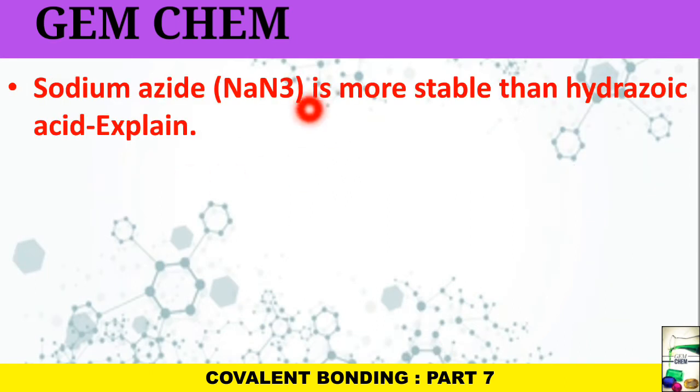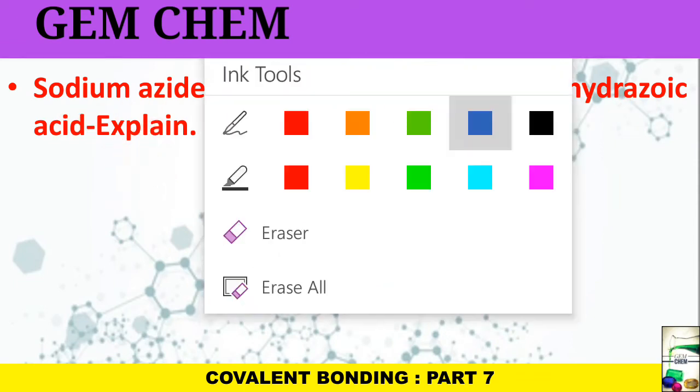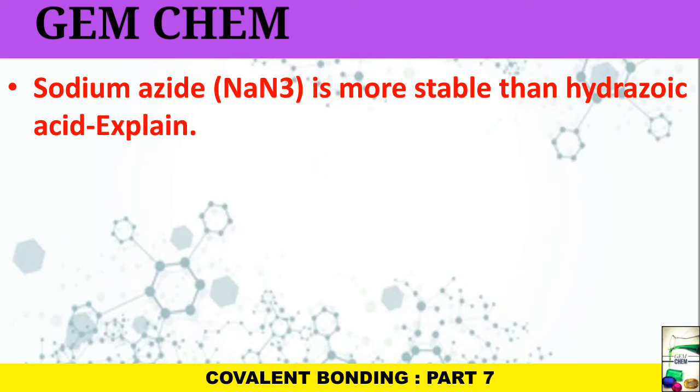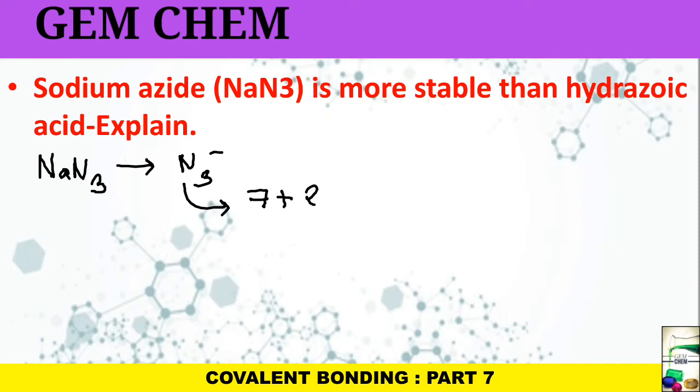Now we will see the most important question, that is, we have to explain that sodium azide is more stable than hydrazoic acid. Now what is sodium azide? We will generally focus on the anion, NaN3, and we will focus on the structure of N3 minus. If you see here, it will be 7 plus 2, 1 minus 2 equal to 4, and we have already done its structure to be as linear, right?